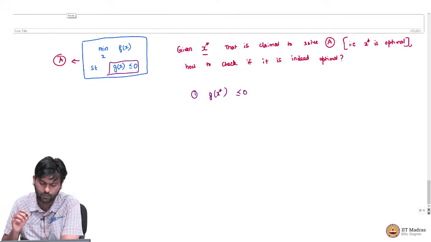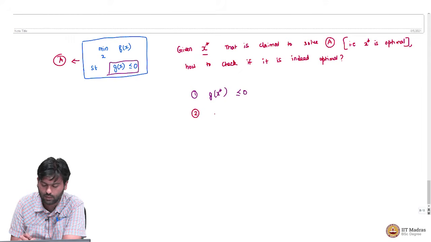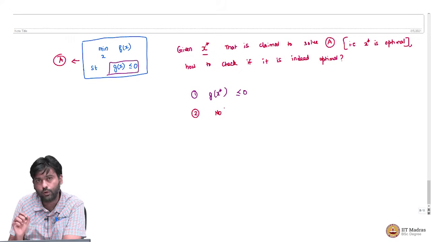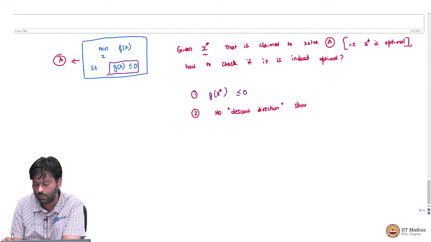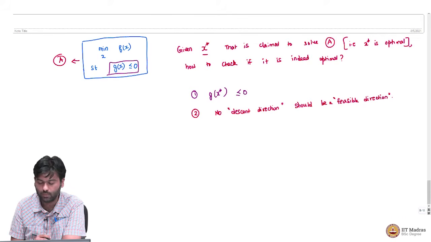Now, if x star is optimal, then I claim that no descent direction should be feasible. I am going to introduce two terms which are not too difficult, but we will discuss what they are after I write them down. I claim that this is the next thing that I would check. But what does this mean? Well, there are two terms here, descent direction and feasible direction.